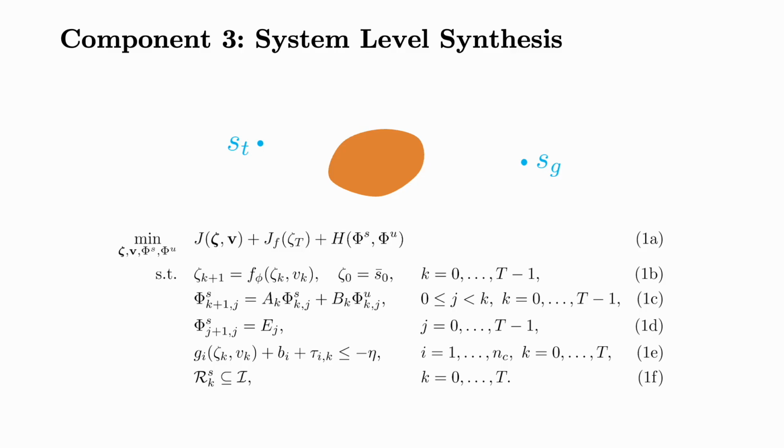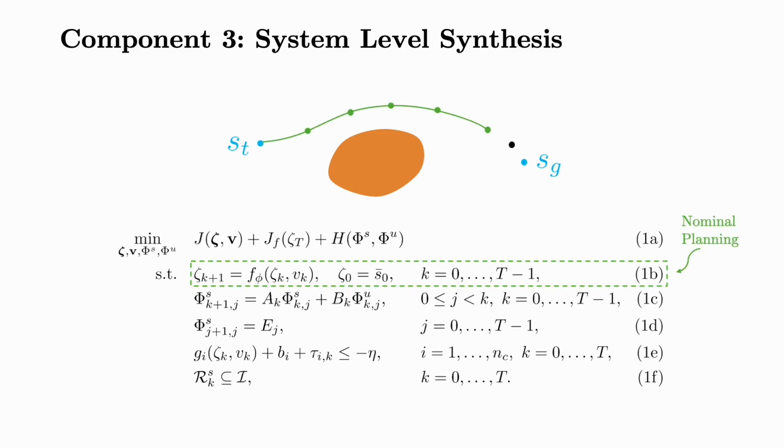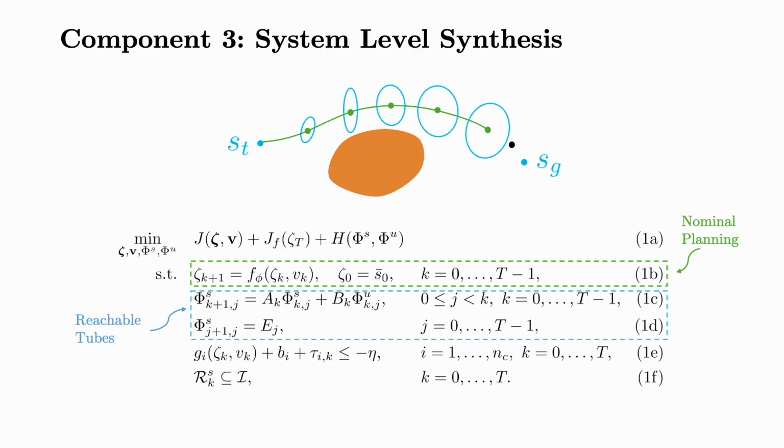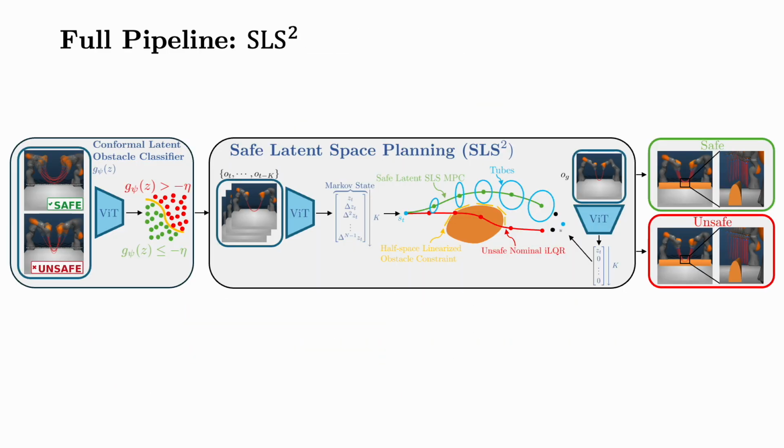SLS jointly optimizes the nominal trajectory, controls, and closed-loop responses. These responses define reachable tubes under calibrated model uncertainty, and constraints are tightened so the tubes remain safe. Together, SLS squared plans in a learned Markovian latent world model while using conformal calibration and robust feedback synthesis to enforce safety.